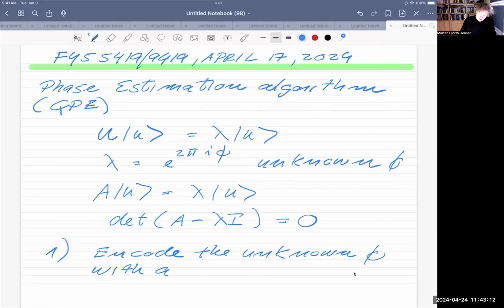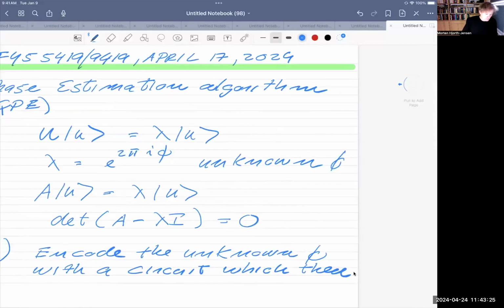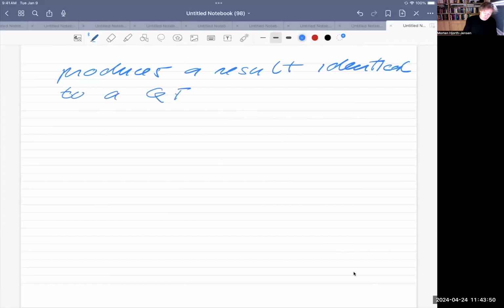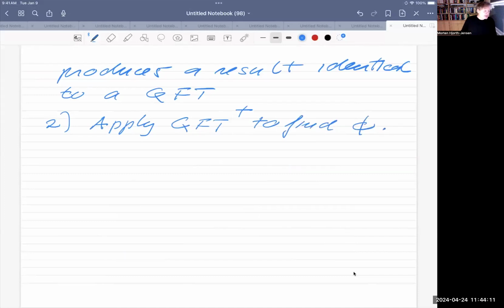So let's repeat quickly here. Encode the unknown phi with a circuit which then produces a result identical to a quantum Fourier transform, to a QFT, which we discussed in the earlier weeks. Now, the next step is to apply the adjoint of this operation in order to find the phase phi. And this is essentially the basic steps.